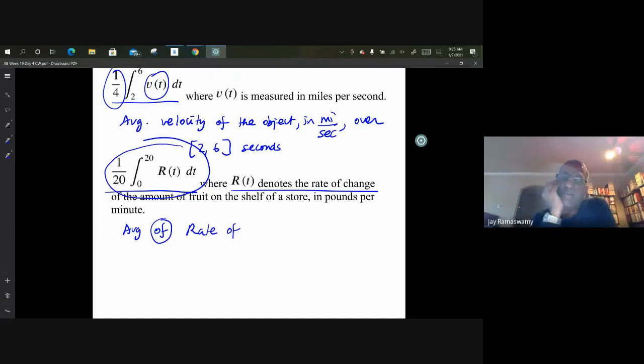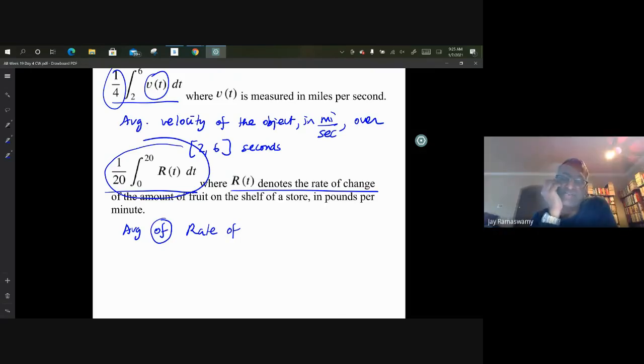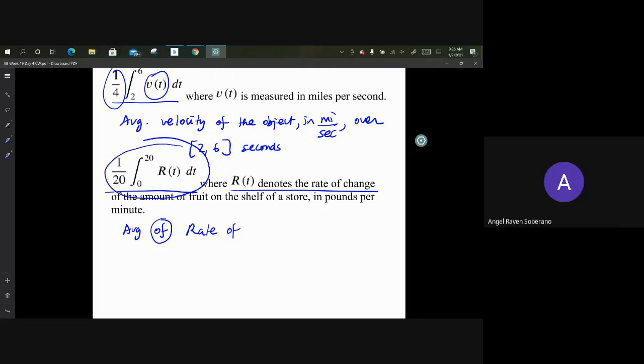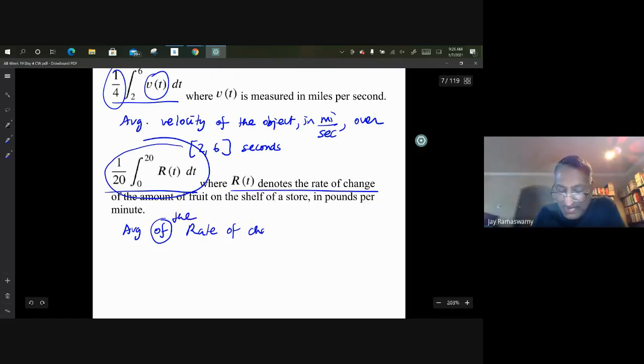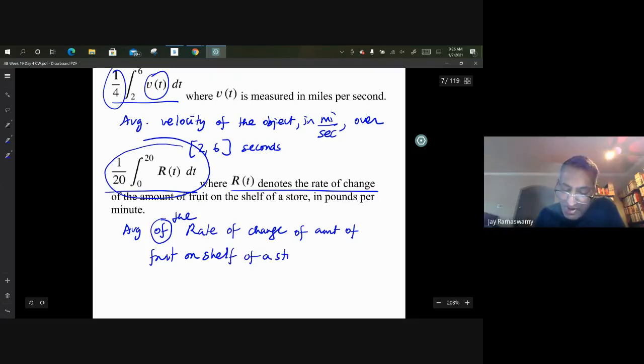Guys, before I move on, I want you to understand my confusion with what Ms. Sobrano said. She's not incorrect. She said average rate of change. Do you understand why I might be thrown off? So it's the average of the rate of change. If you do not write the word of, I will mark it down. You would confuse students, confuse us if you say average rate of change. It's the average of the rate of change of the amount of fruit on the shelf of a store.